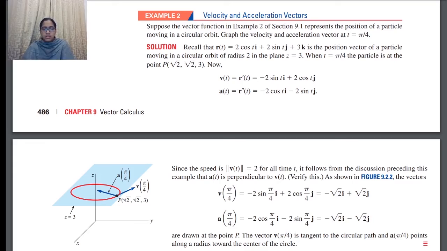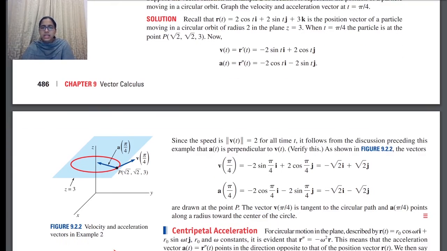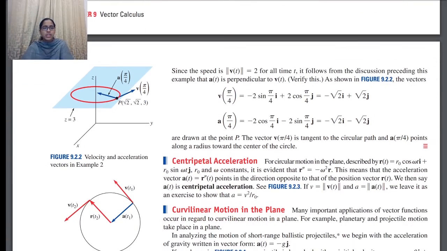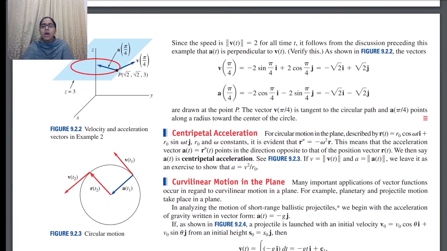So the magnitude of v of t is 2 for all the values of t. Now we can easily see, even in the figure, that the acceleration and the velocity vector are perpendicular to one another. For more clarification, you can refer to figure 9.2.2.